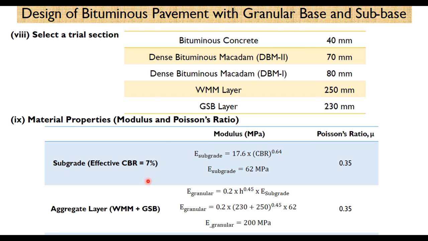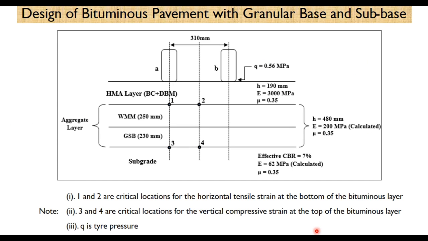For subgrade we have found 62 MPa and Poisson ratio is 0.35. For the aggregate layer we will take a combined thickness of 480 here. In this equation H is 480 and E support is 62. So you get E of granular material as 200 MPa and Poisson ratio is 0.35. For HMA, for BC and DBM, the value of 3000 MPa will be taken from the table. So this is the pavement structure.